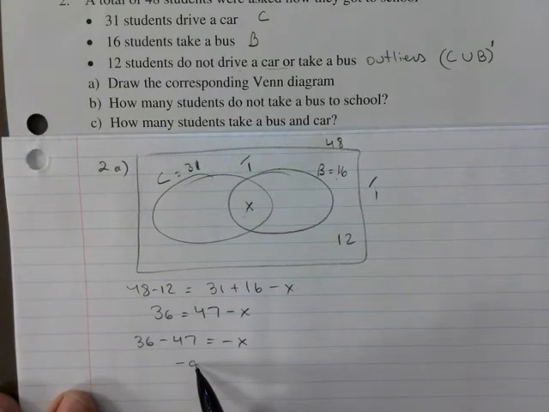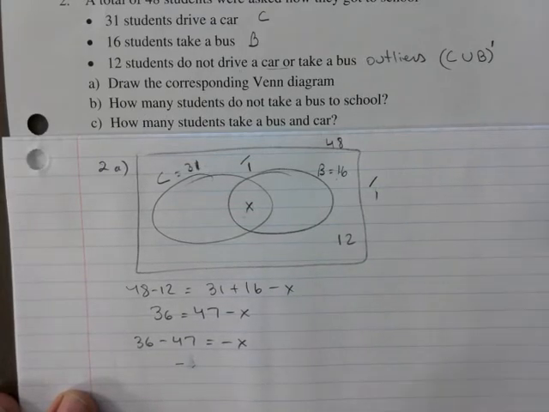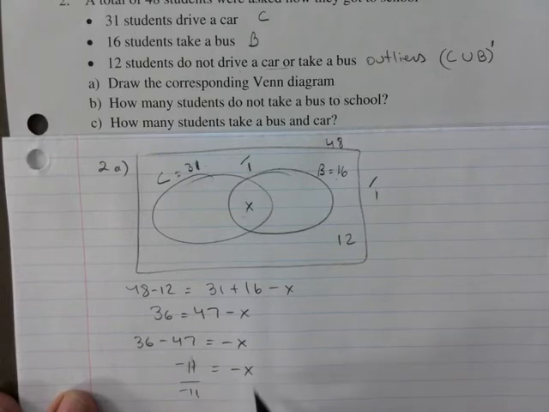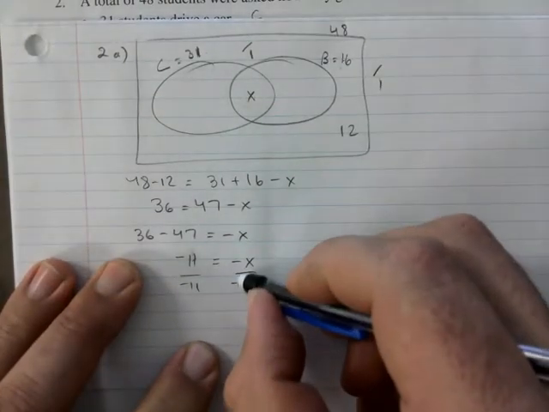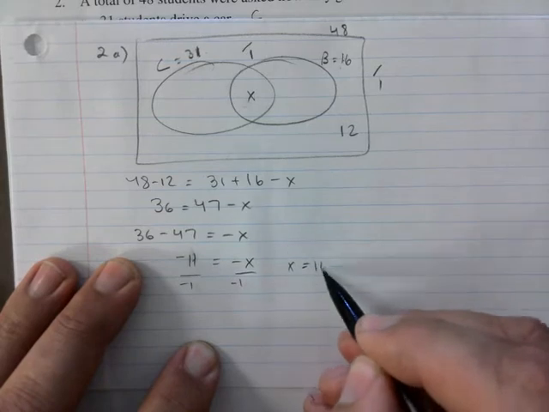Negative 9, nope, sorry. 11, sorry. Know your math, okay? Know your math. Divide both by negative 1. Know your math, right? And x is equal to 11.